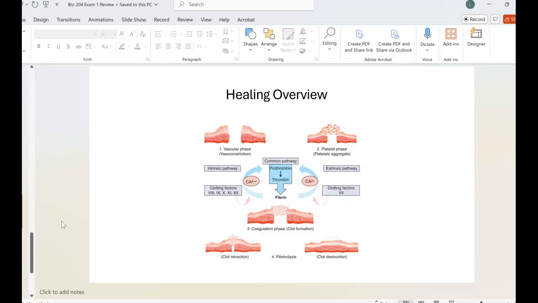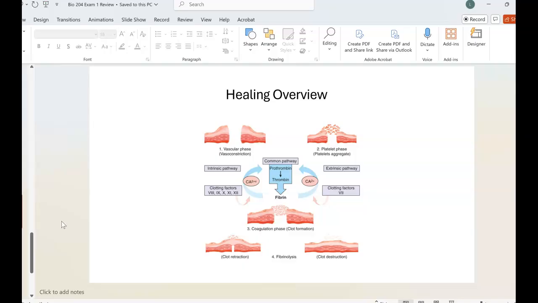The other thing that we talked about was healing. So if we get a cut, we have to have a way to heal that cut, stop the bleeding. So we talked about the first stage as being the vascular phase, vasoconstriction, constrict those blood vessels so the blood isn't pouring out. Then we have the platelet phase. This is when platelets, they're going to be key in blood clotting.